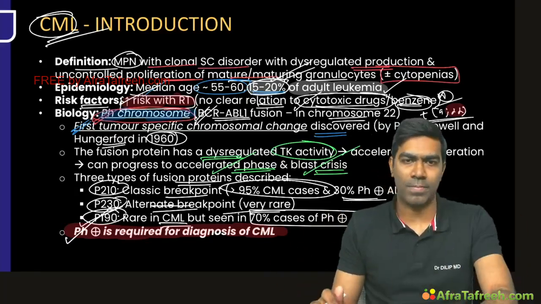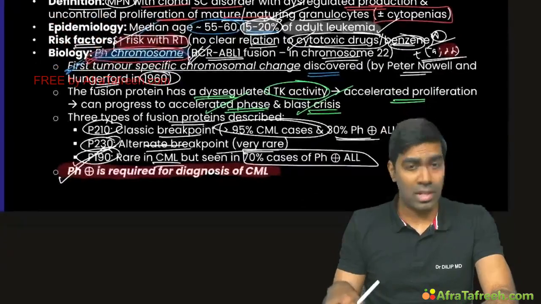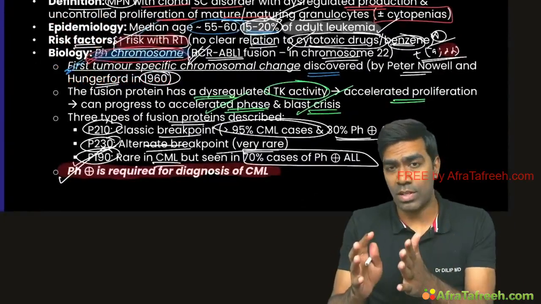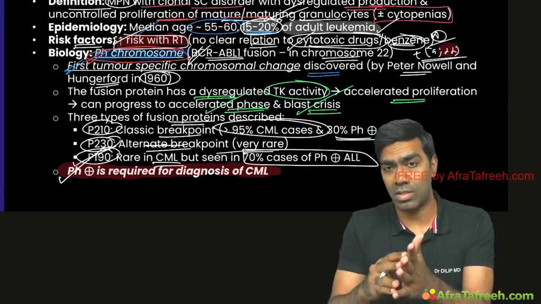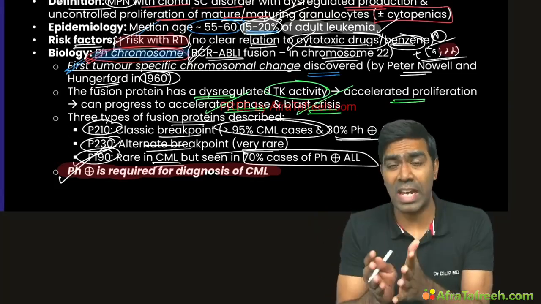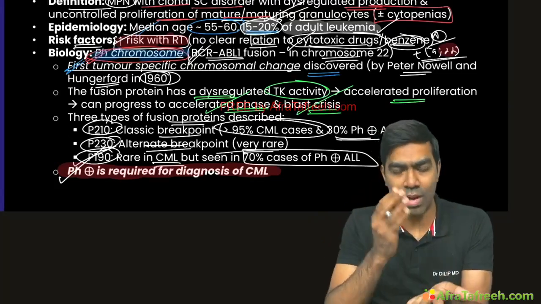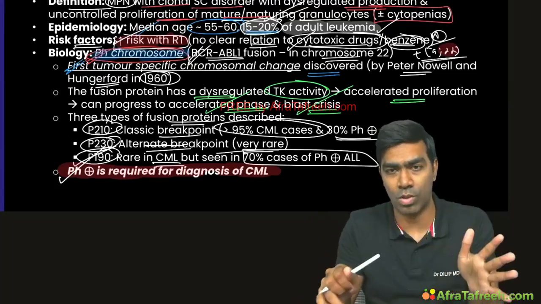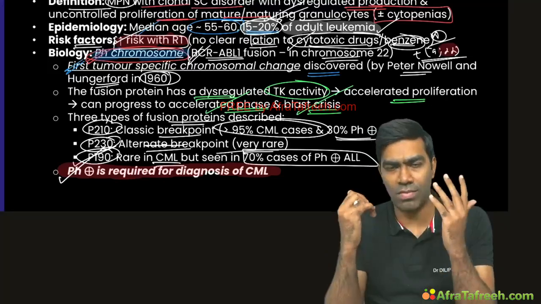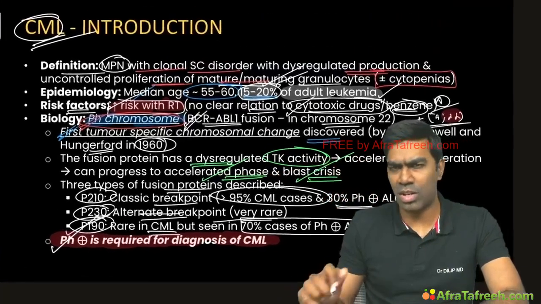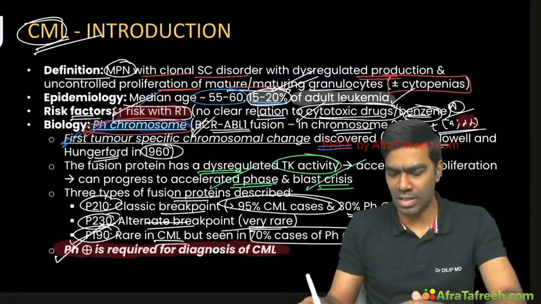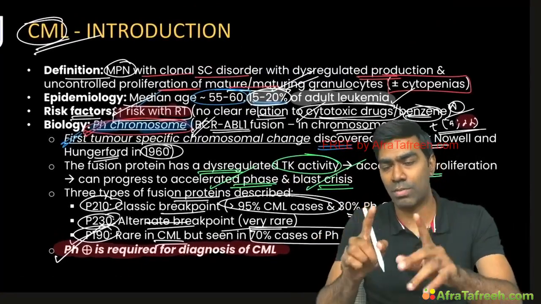We'll talk about that. And as I said, Philadelphia positivity is not required for the diagnosis of ALL or AML, but it tells you the prognosis, especially in childhood ALL. If you have Philadelphia positivity, that indicates worse prognosis. Even in AML, if you have Philadelphia positivity, it indicates worse prognosis. But for CML, it does not prognosticate anything. Rather, it's required for diagnosis. That's the point that you need to know.